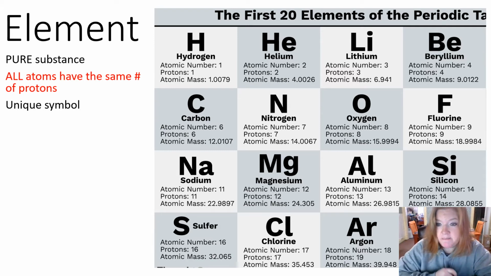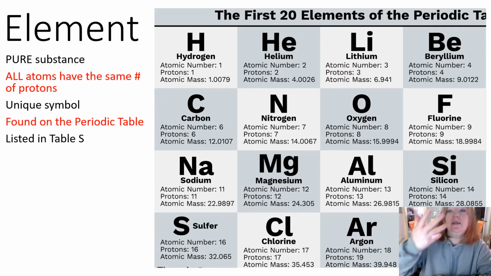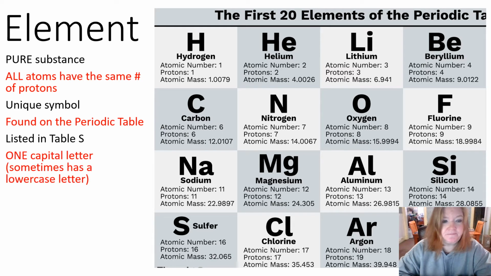It has a unique symbol. So aluminum has the symbol Al, capital A, lowercase l. It is found on the periodic table. So you're like, I wonder if that's an element. Well, let's pull up my periodic table and look. Just like that, they're also listed on table S. So that's an easy way to see if it is in fact an element.